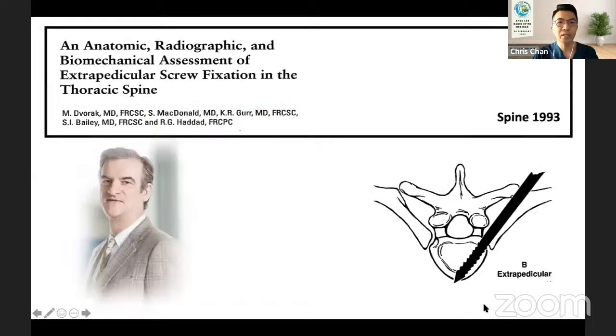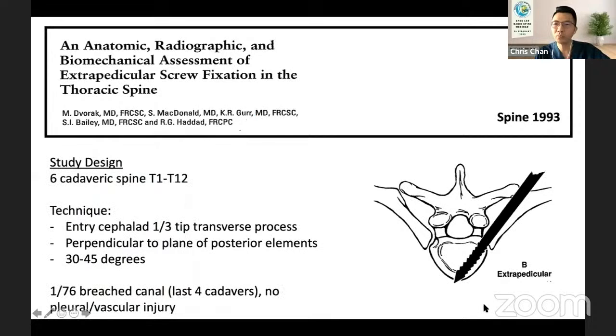So about the history. Dr. Dvorak is mainly credited for introducing this trajectory of extrapedicular screw technique. This was published in 1993, whereby he conducted a cadaveric study. The technique which he described utilizes the entry at the cephalad one-third of the tip of the transverse process and inserted perpendicular to the plane of the posterior elements along a 30 to 45 degree trajectory. And he reported very good and safe outcome.